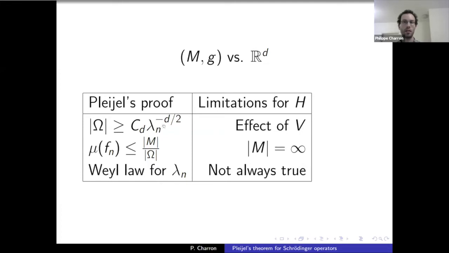The second one is that here you have just lambda, and so every nodal domain has its volume bounded from below by the same constant, the constant depending on lambda. But when you have a potential V, V affects it: if you have a nodal domain here or there, they won't have the same bound. So you need to treat V effectively. And the third one is that Weil's law is not always true. So all the methods that were constructed throughout the years are always to deal with these three issues.